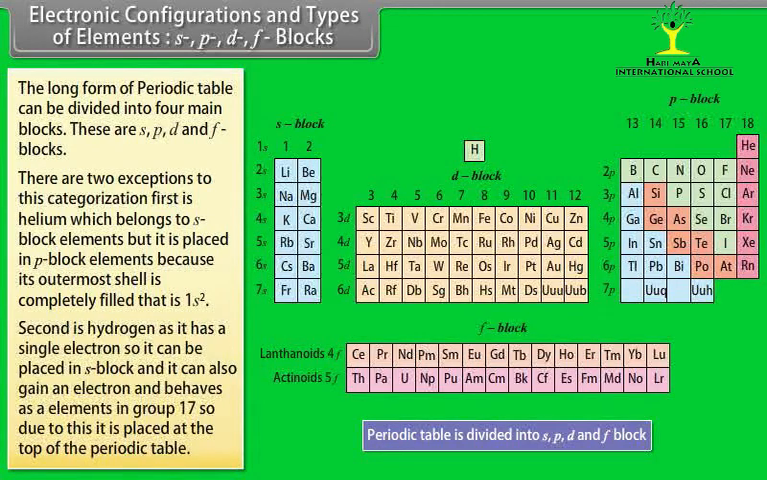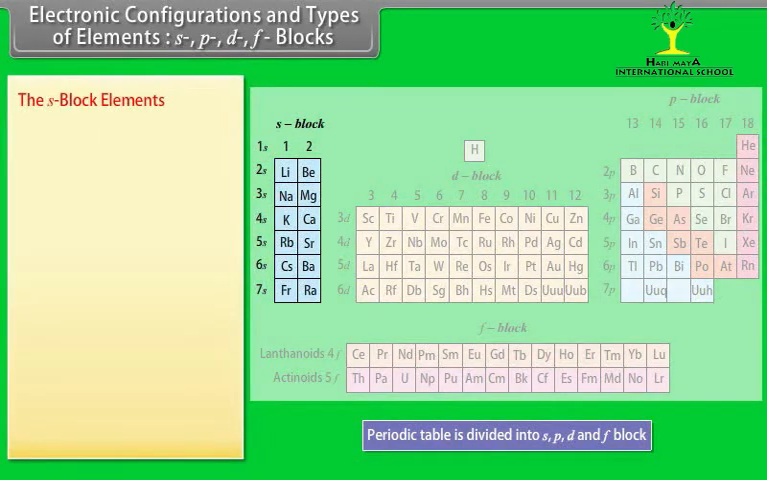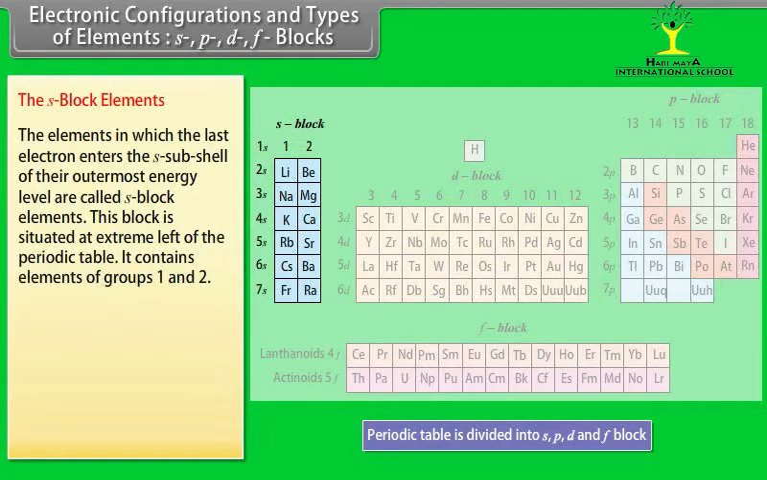Second is hydrogen, as it has a single electron, so it can be placed in the s block, and it can also gain an electron and behave as elements in group 17. So, due to this, it is placed at the top of the periodic table. The s block elements: the elements in which the last electron enters the s subshell of their outermost energy level are called s block elements. This block is situated at the extreme left of the periodic table. It contains elements of groups 1 and 2.